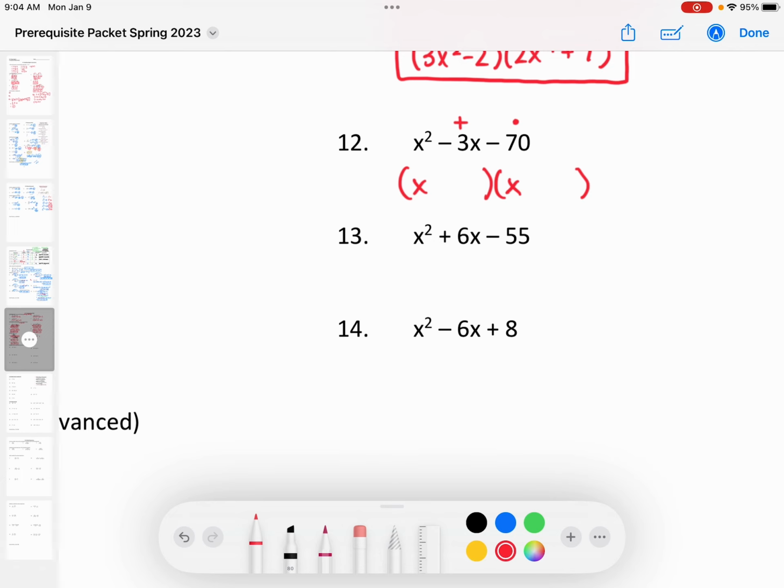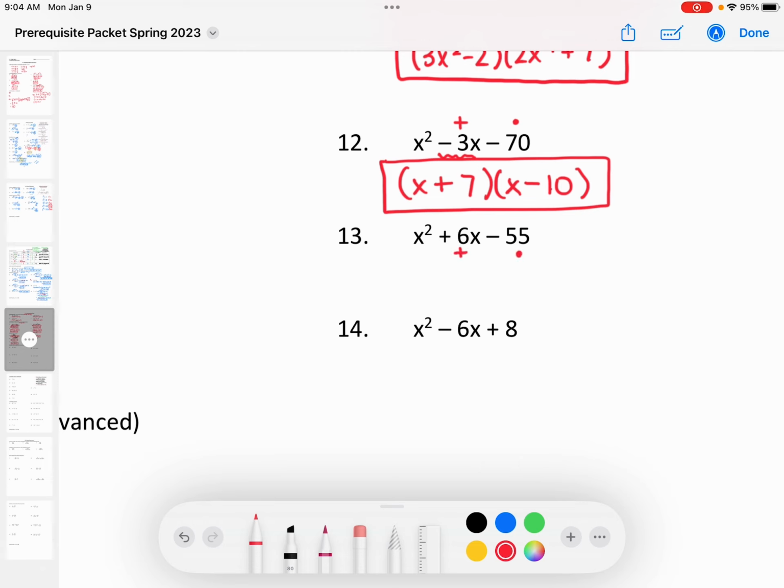I'm thinking the 7 times 10 has potential. Which one of those would I want to be negative for them to add to make the negative 3? I'd want a negative 10 and a positive 7. If I added a negative 10 plus 7, I get negative 3, and then 7 times negative 10 makes the negative 70, so that works out. That's how I do it. I just kind of fill in the pluses and the minuses as they work.